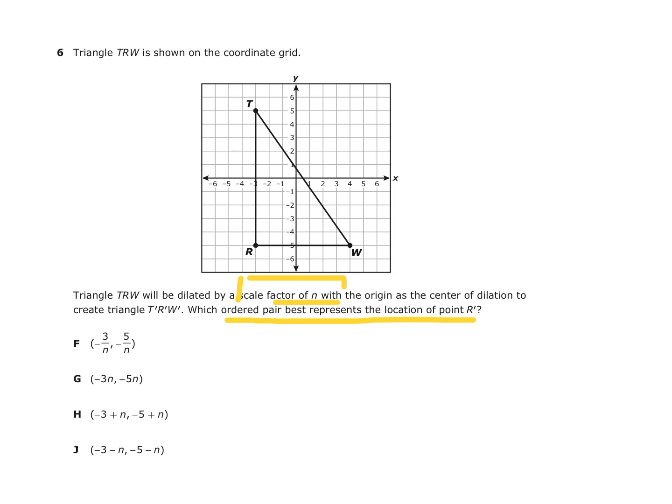Okay. So what happens is when you have a scale factor of n, you're multiplying the coordinates by n. And in this problem, you have to multiply the x-coordinates and the y-coordinates by n. If we look at the answer choices, in answer F they're dividing by n, so that's not correct. In G, they're multiplying by n. If we look at H, they're adding n. That's not correct. And then J, they are subtracting n. So it looks to me like the correct answer has to be G, negative 3n and negative 5n. So in this case, the answer was G.